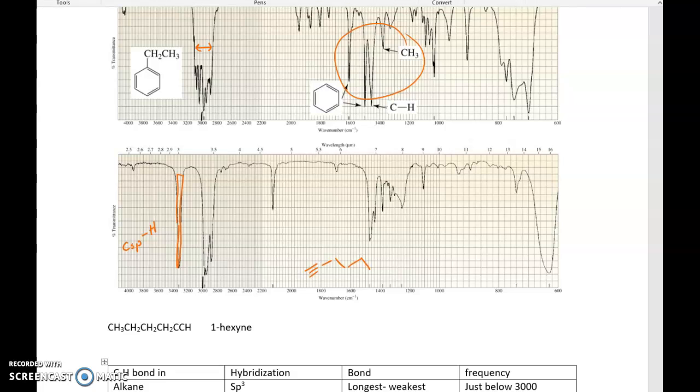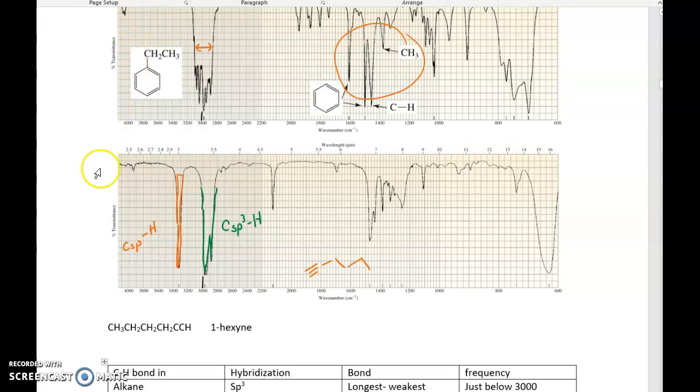And this peak, let's get a different color. How about green? I like green. This peak is our sp3, and I know that because it's just to the right of 3000.